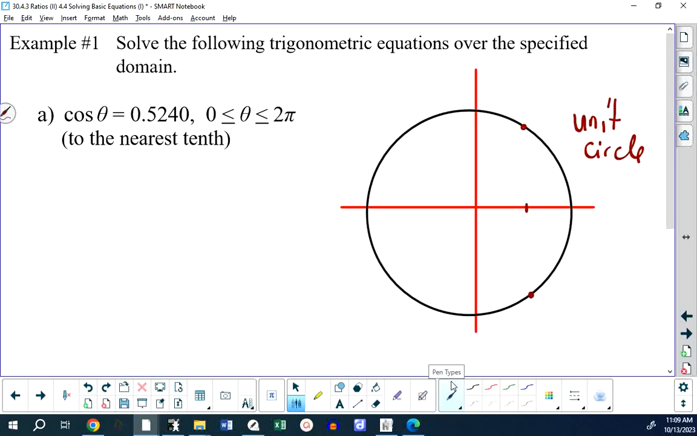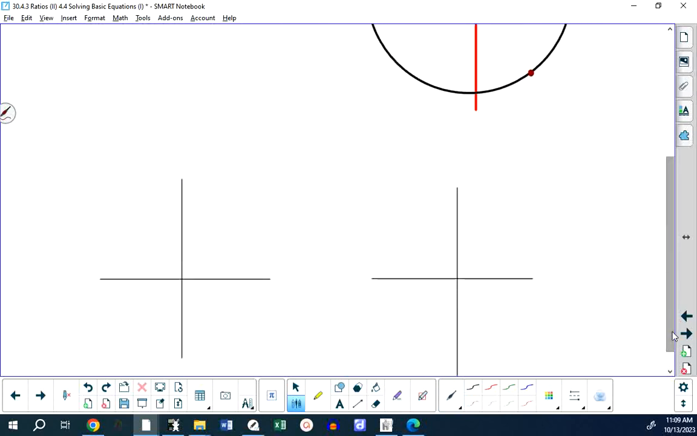2. So between 0 and 2 pi, there are 2 angles. And we can even draw them here. There will be one that will be, well, approximately here. I can draw in my arc. Approximately here. And one, we'll draw in an arc down here, that will be approximately here.